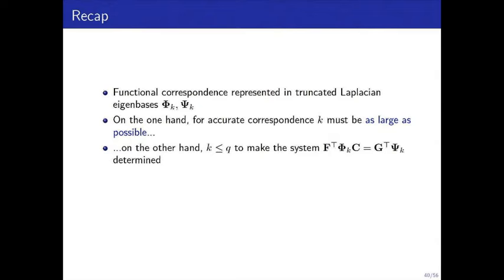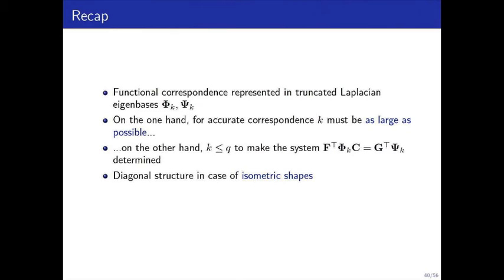On the other hand, we have only q corresponding functions, and you want k to be smaller than q. Otherwise, your system will be underdetermined. You will have more degrees of freedom than data. And then, of course, you will be guessing the correspondence. So basically, these are two conflicting things. And the main difficulty is that this q in typical situations is small. It is difficult, especially in non-isometric cases, to detect meaningful corresponding functions on the manifolds.